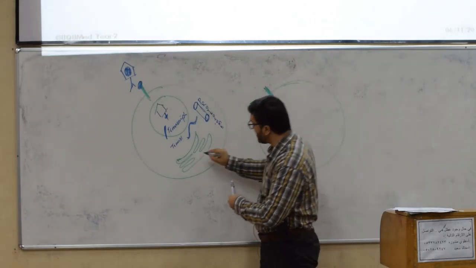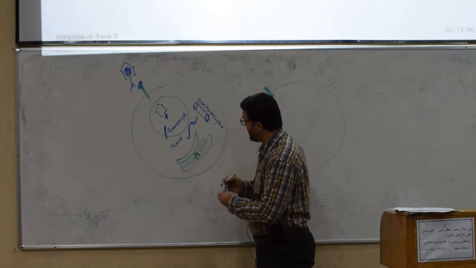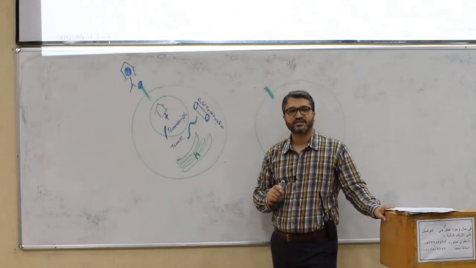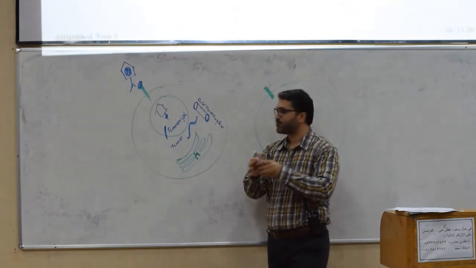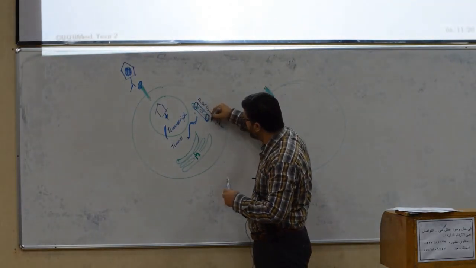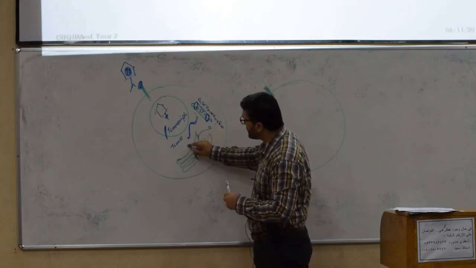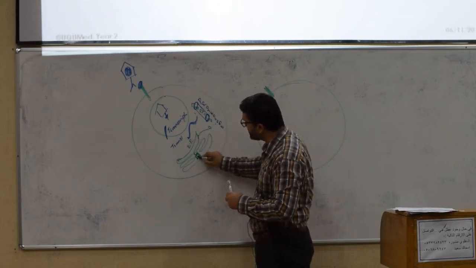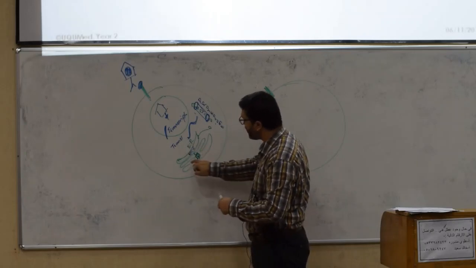So here is your MHC class 1 in the endoplasmic reticulum. Then there is a structure in the cells called the proteasome. What is its job? It takes this viral protein and breaks it down into small pieces. So it enters from here, and the viral proteins are broken down into small pieces. This viral protein then enters the endoplasmic reticulum, the ER, and is loaded onto this MHC class 1, which is already present here.